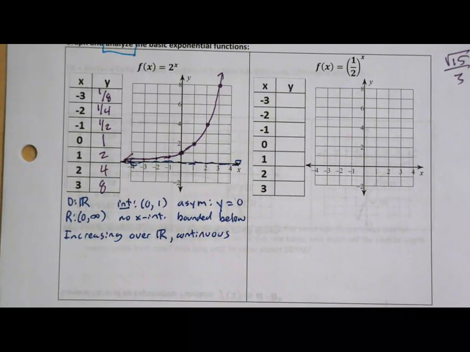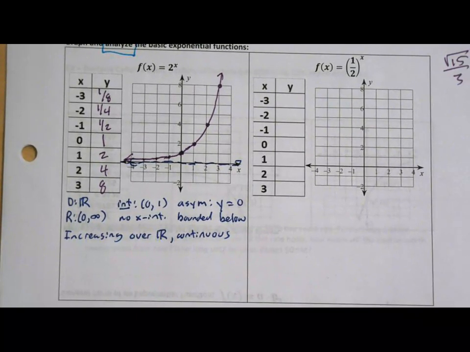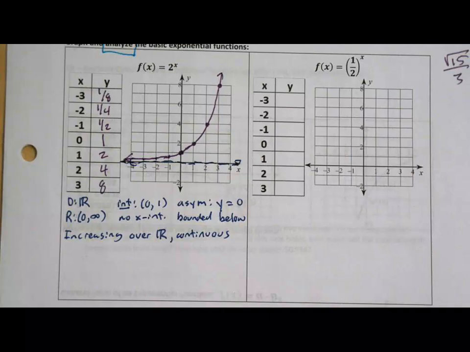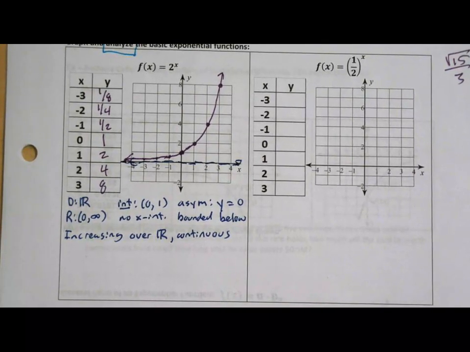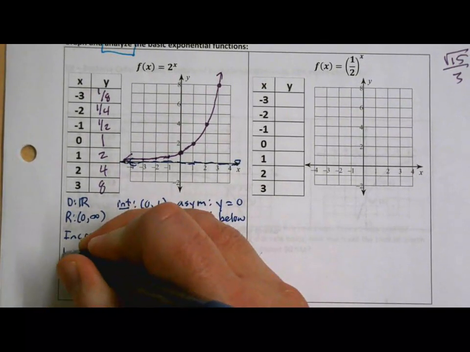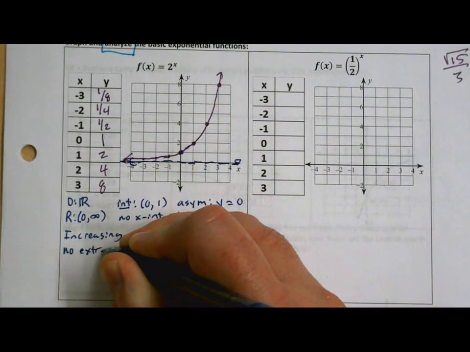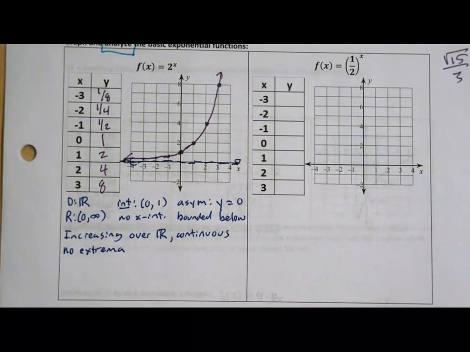What else? End behavior. I'm going to do that at the end. Extrema, yes. And on the CWU exam, because they use a different textbook, they're not going to call them extrema. Remind me what they're going to call them? Turning points. Are there any turning points on this graph? Nope. No extrema, no turning points. No local maxes or mins.